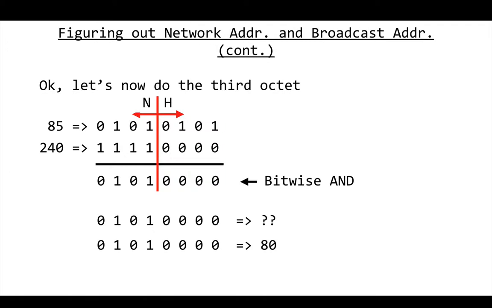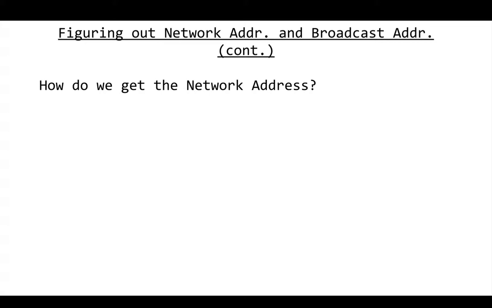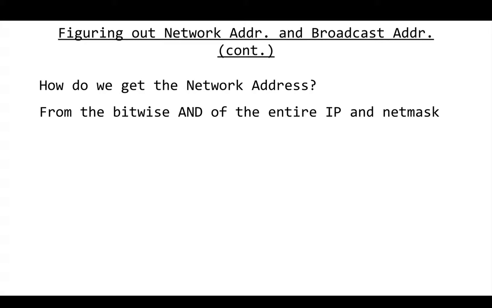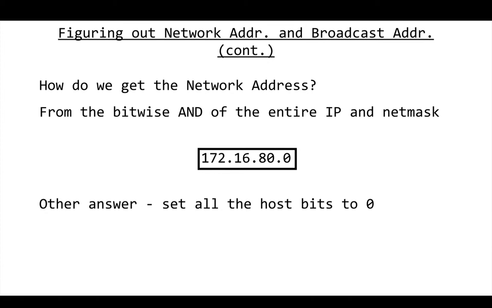So how do we get the network address? Well, from the result of the bitwise AND. When we do that, we converted that third octet to 80. That gives us 172.16.80.0 as the network address. Another fact that's important to remember is you can just set all the host bits to 0, because they're getting ANDed with a series of zeros, and the answer is going to be 0. So whichever way makes the most sense to you is fine.